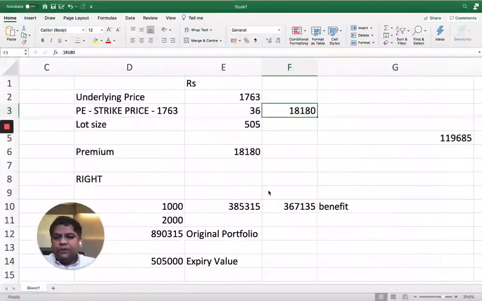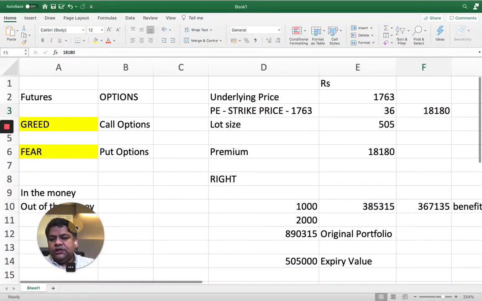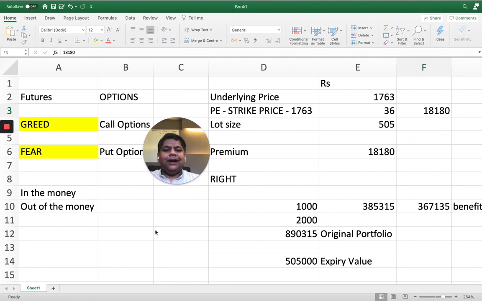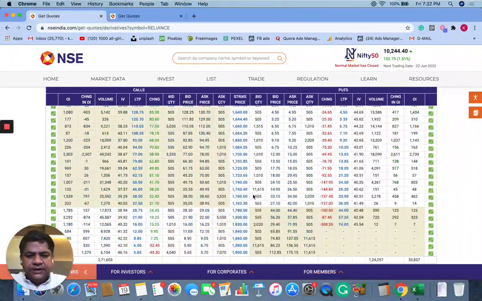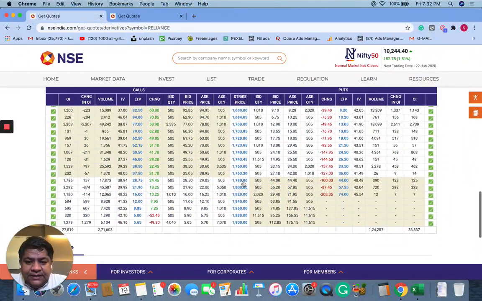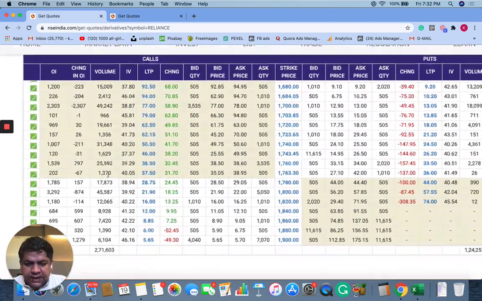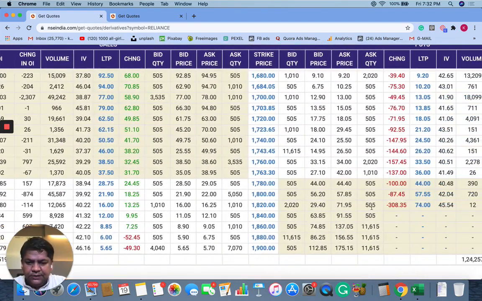And there I would like to quickly cover two concepts called in the money and out of the money. And these again can be confusing terms, so you have to be careful in understanding them. So 1763 is the strike price. I'll just enlarge it, please look at it. I'm sorry, 1763 is the strike price.